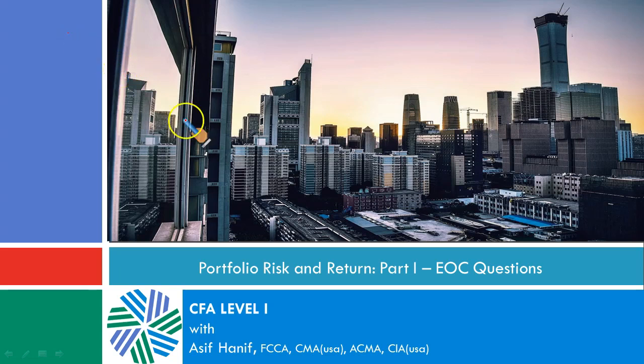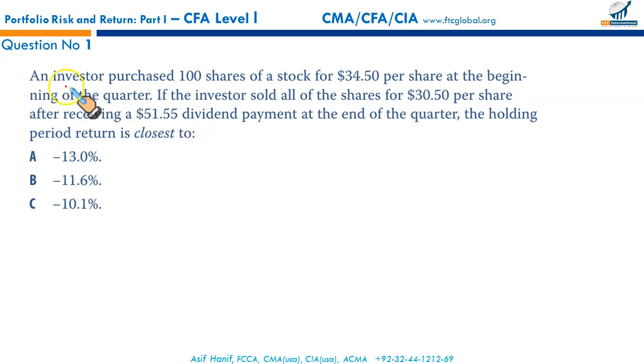Your next reading is Portfolio Risk and Return, Part 1, and we have end of chapter questions. An investor purchased 100 shares of a stock for $34.50 per share at the beginning of the quarter. If the investor sold all the shares at $30.5 per share after receiving a dividend of $51.55 at the end of the quarter, the holding period return is closest to.